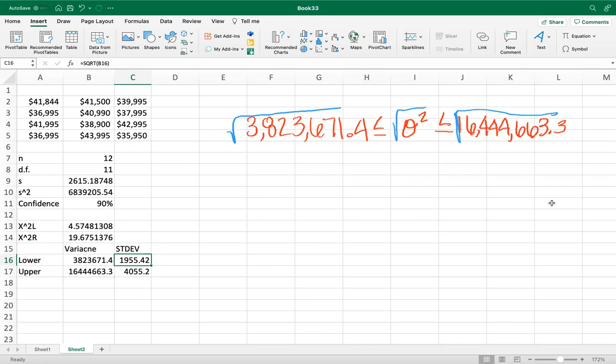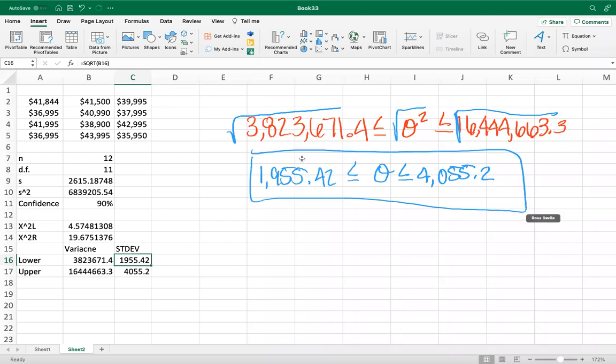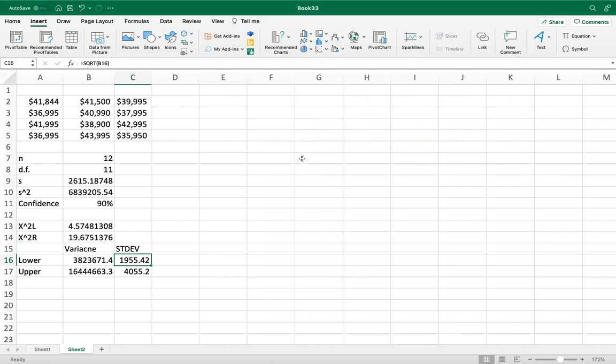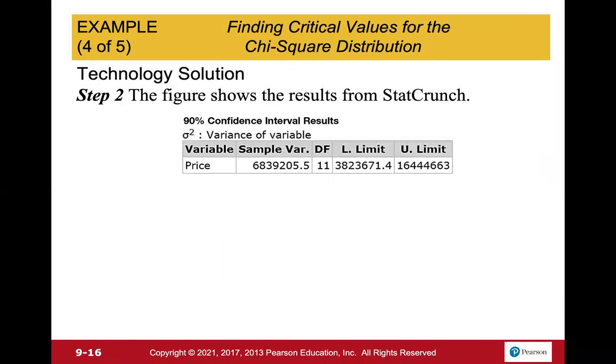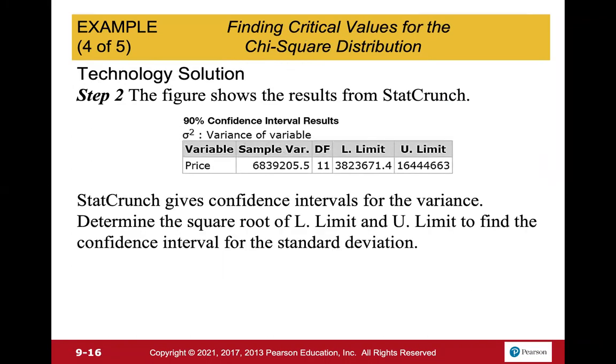The values that we ended up getting when we took the square root were 1,955.42 less than or equal to our standard deviation, not our variance, just our standard deviation, less than or equal to 4,055.2. And that's what we got here. So this would be for our standard deviation. This is for our variance. And those are the values that they got here too. Here they used StatCrunch.